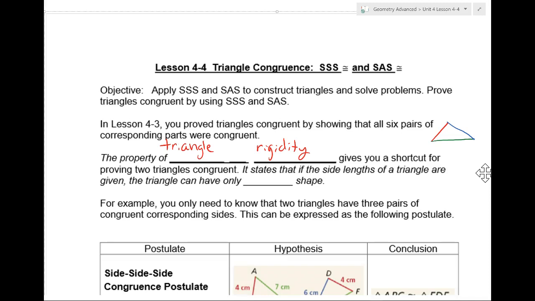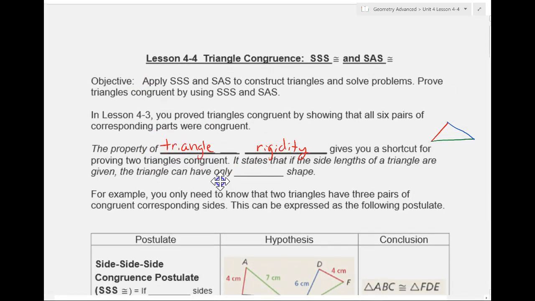So here's what the triangle rigidity says. The property of triangle rigidity, as this moved, notice that will move all the words. Let's see if I can get this whole thing to move up here. See, go right here. This is what I get for using technology, trying to be fancy, guys. The property of triangle rigidity gives you a shortcut for proving 2 triangles are congruent. It states that if the side lengths of a triangle are given, the triangle can only have one shape. And only one shape. It can be flipped over, it can be on its side, but it can still only ever have one shape and one size.